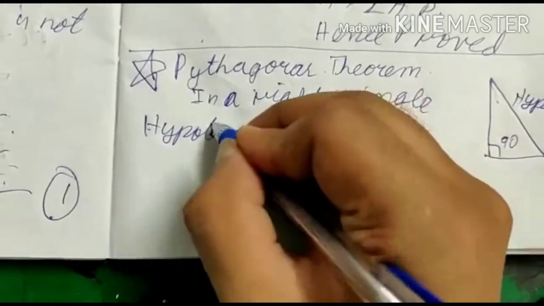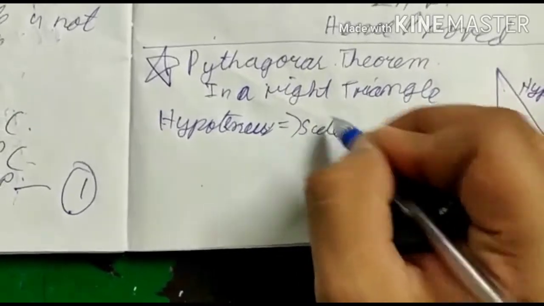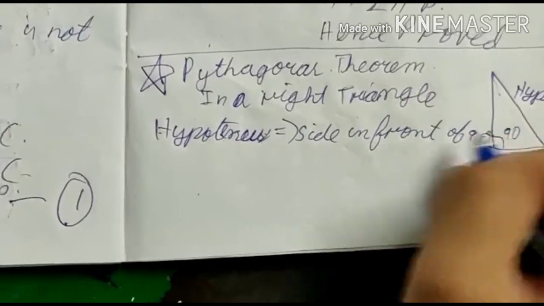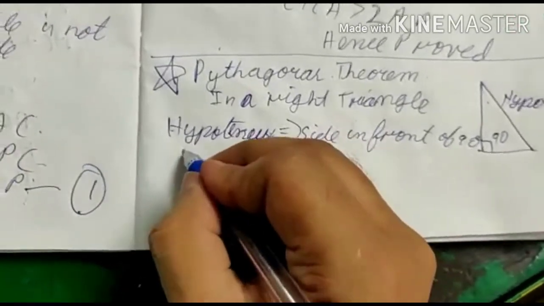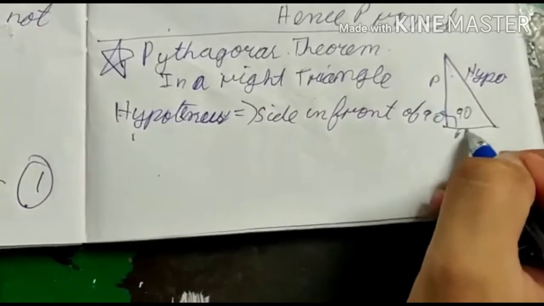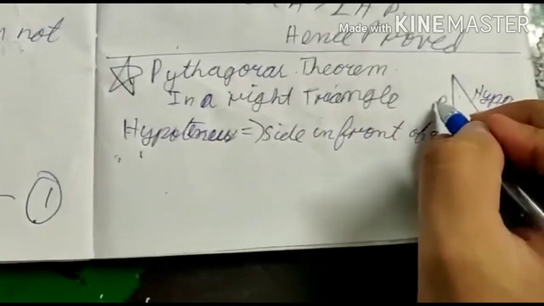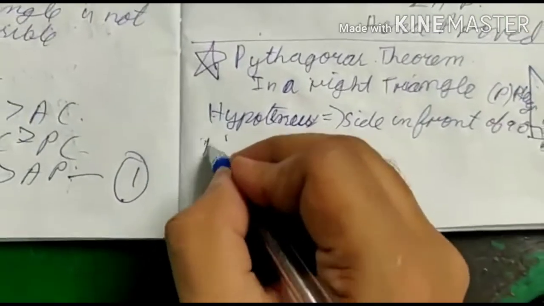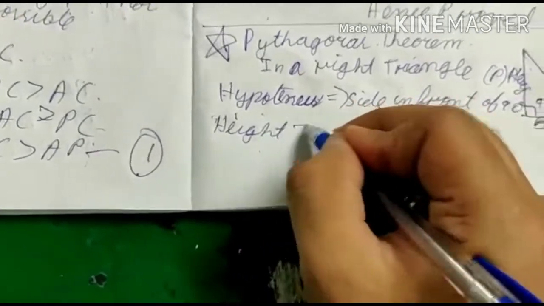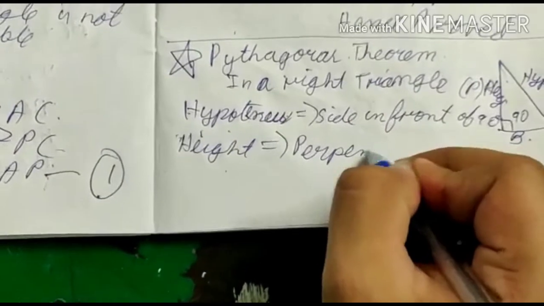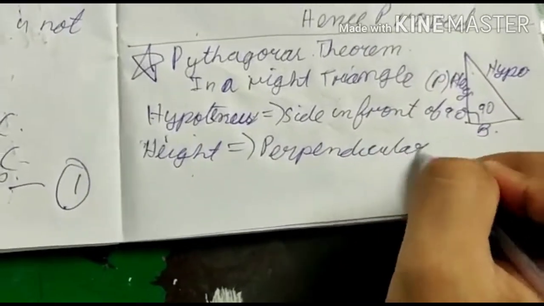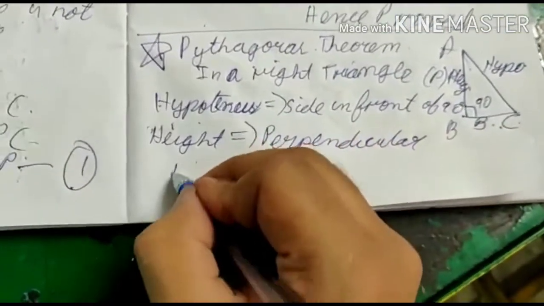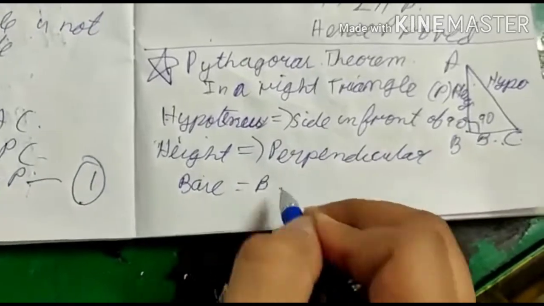Hypotenuse. This is the side in front of 90 degree. Okay, and the long side is H, and the base is this, and this is height. We can also write it as P. This height is the perpendicular. Okay, and this is ABC, and this last side base is B.